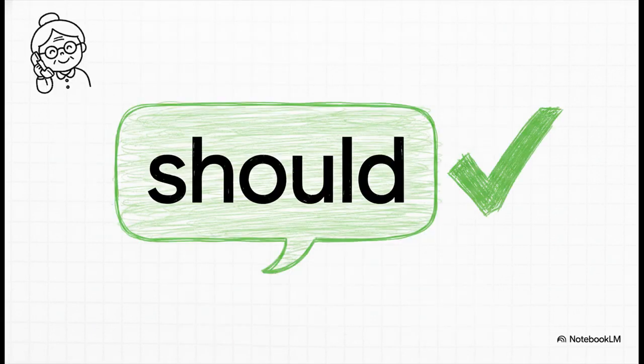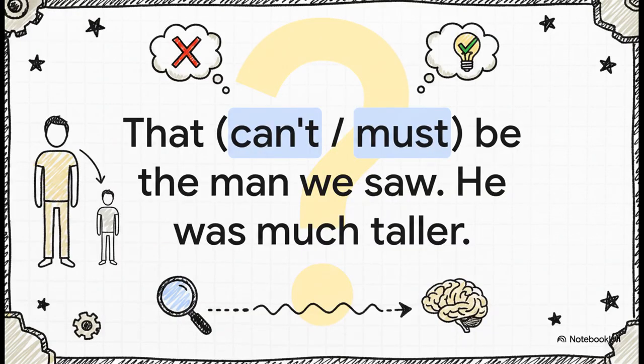And the answer is "should." Of course. Your grandmother is giving you some good advice. She thinks calling her is the right thing to do. If you used "might," it would just imply it's a random possibility. But the whole context here points directly to advice. Nice job. Okay, let's try a slightly trickier one.